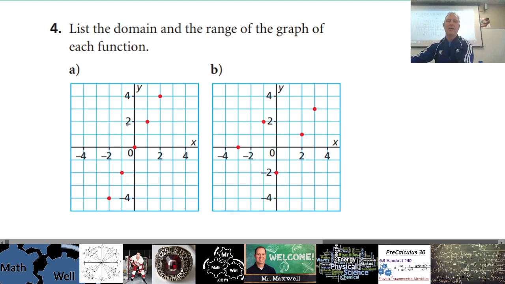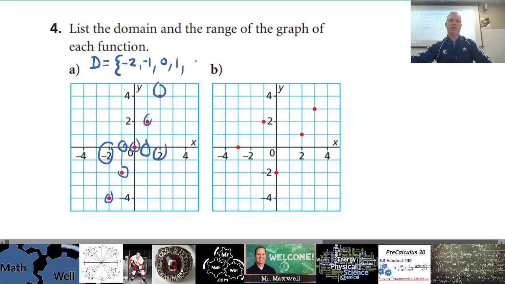So for A, domain, I'll write it up here, capital D equals braces, okay? This is how I want you to write the domain and range. Capital D equals the brace there. And then you list the numbers because it's individual dots. So -2 has a dot, so -2, comma. -1 has a dot. 0 has a dot. 1 has a dot. And 2 has a dot, and that's where they end. So close that off with the brace.